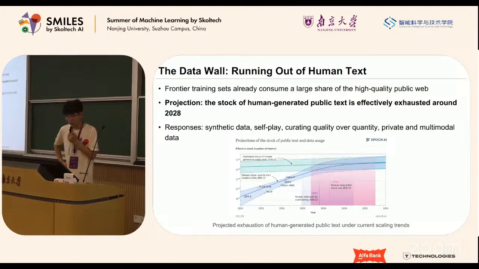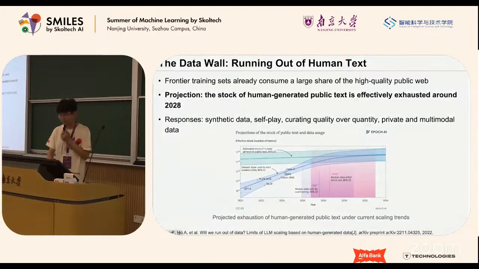Frontier models already consume a significant portion of high-quality public websites. As shown by Epoch AI, the available stock of human-generated public text is projected to be effectively exhausted around 2028. To address data scarcity, researchers have employed synthetic data strategies, reinforcement learning to create high-quality data, and utilized private and multimodal datasets.